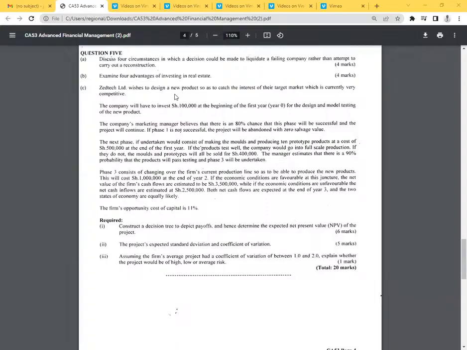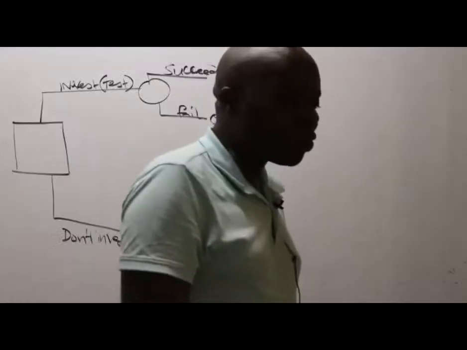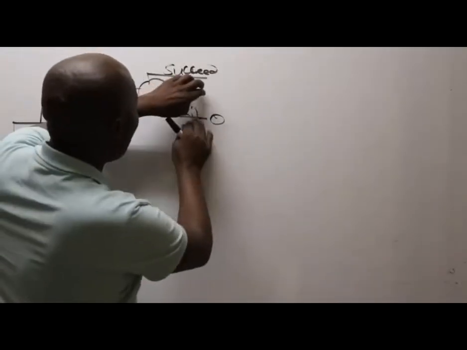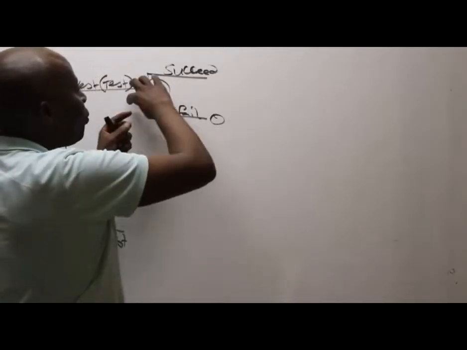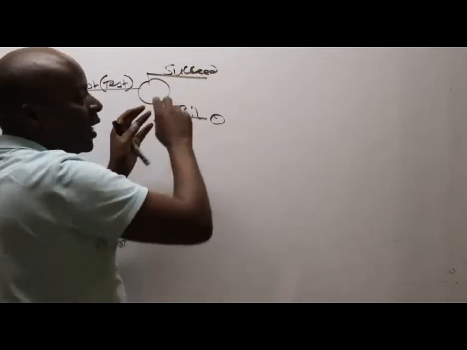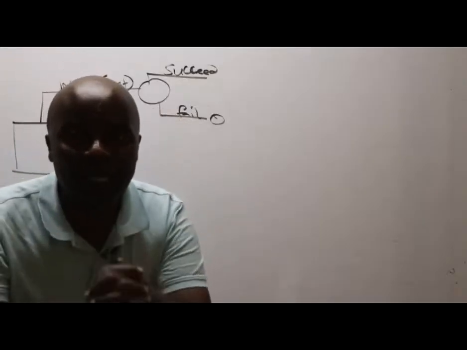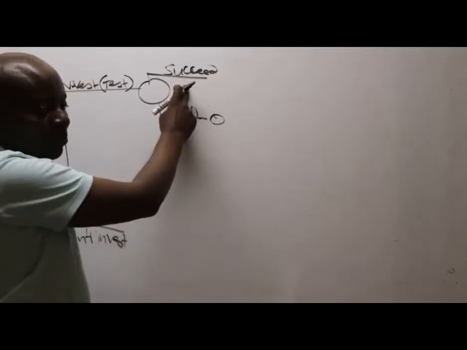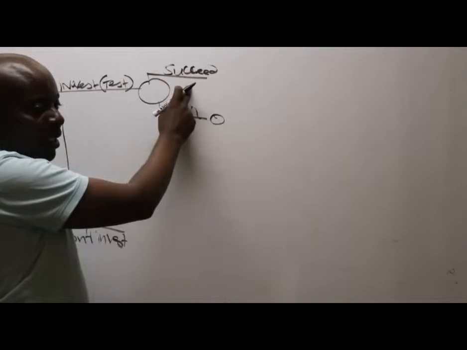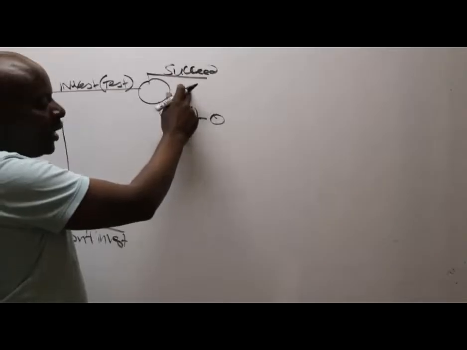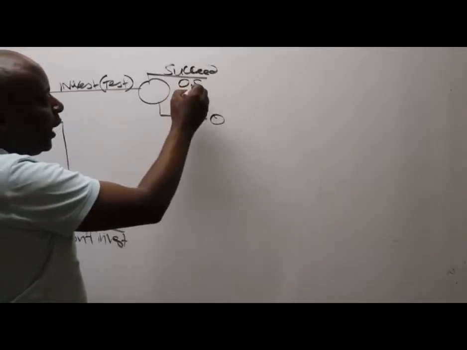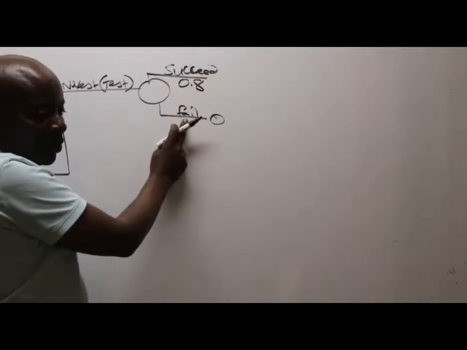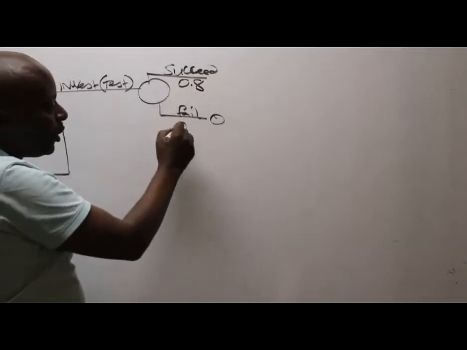So they have told us that the marketing manager believes that there is an 80% chance that this phase will be successful. These events come from a circle, because the events here are probabilistic. And what is the probability of succeeding? Ladies and gentlemen, if you could help me, the probability of succeeding is 0.8. Thank you very much. Then what is the probability of failing? The two must add up to 1, so this must be 0.2.